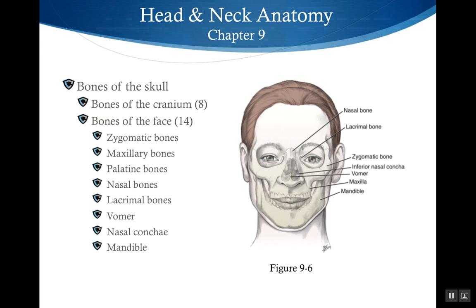Okay, the nasal bones form the bridge of the nose. See that here. The lacrimal bones make up part of the orbit at the base or the inner angle of the eye. You can see those right here. And the next bone that we're going to talk about is the vomer, and that's a single flat bone that forms the base for the nasal septum. And the nasal concha form the lateral wall of the nasal cavity.